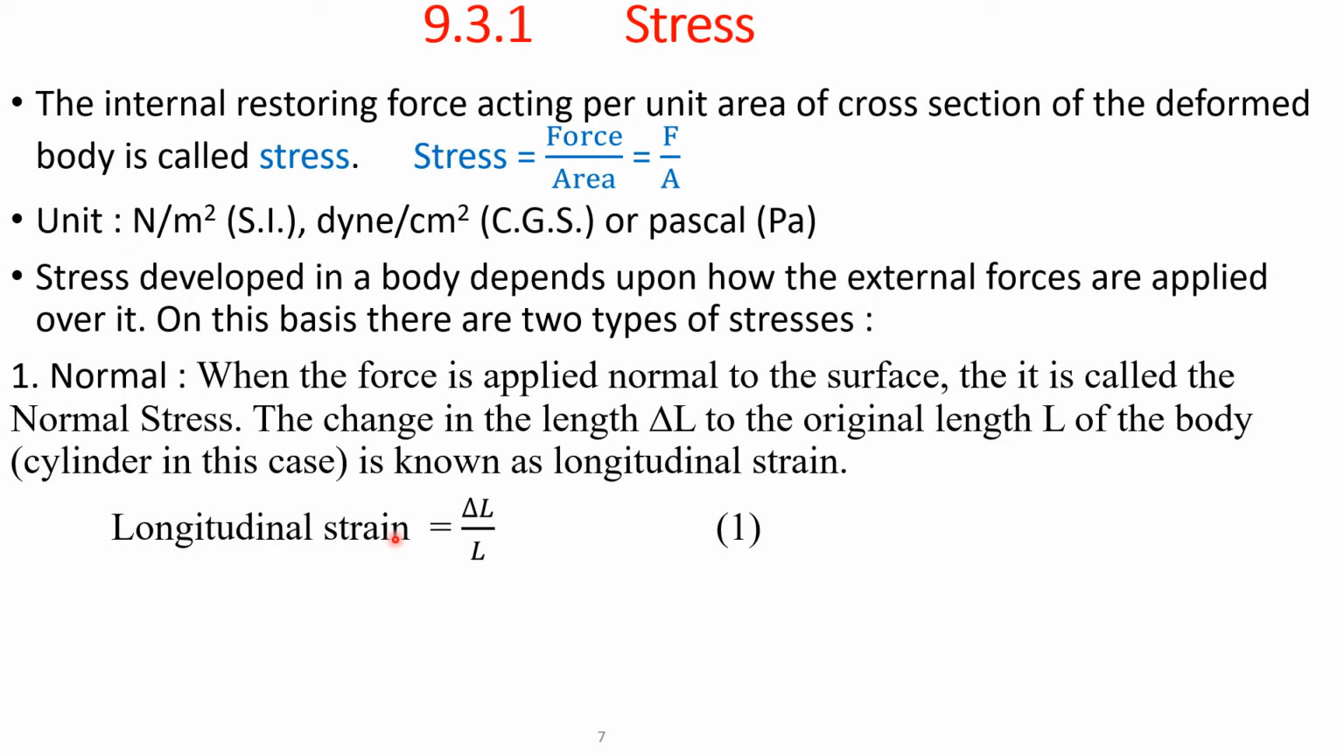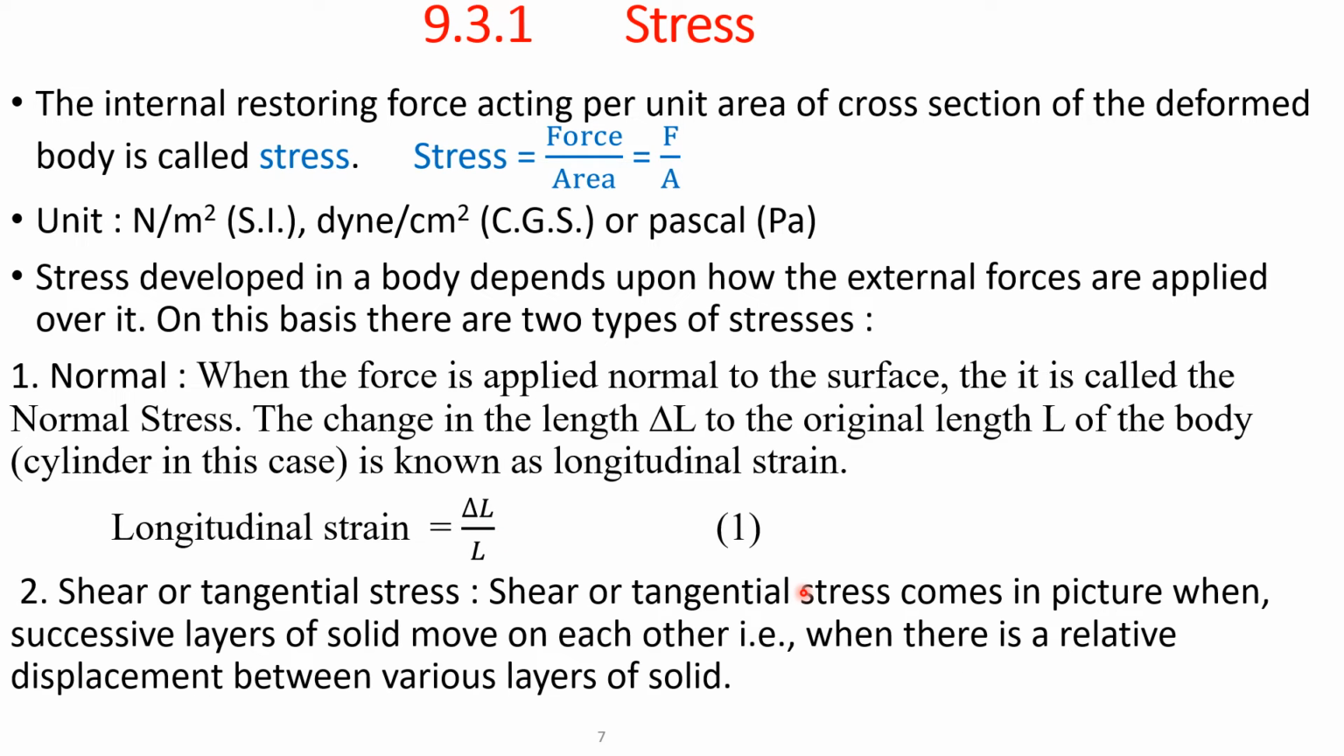Therefore, longitudinal strain equals delta L by L. Let it be equation 1. The second type of stress is shear or tangential stress. Shear or tangential stress comes into the picture when successive layers of a solid move on each other, that is, when there is a relative displacement between various layers of a solid. The two figures for normal and shear or tangential stresses are shown in the next slides.